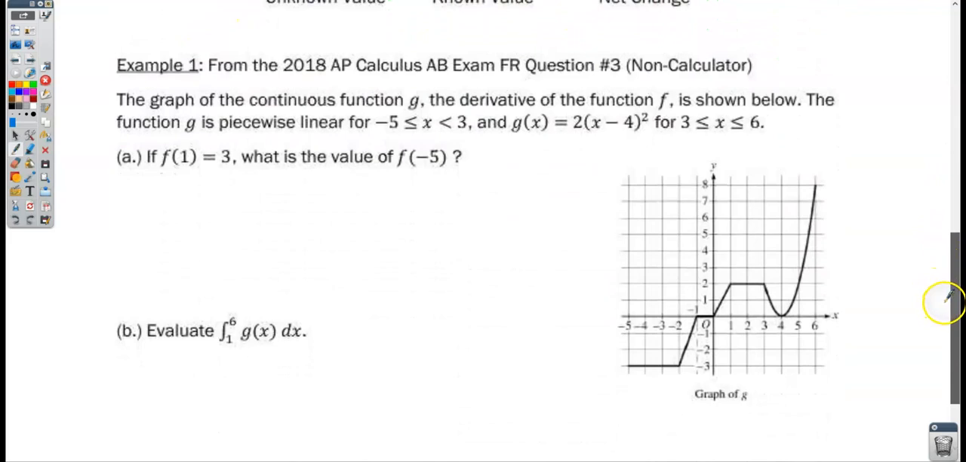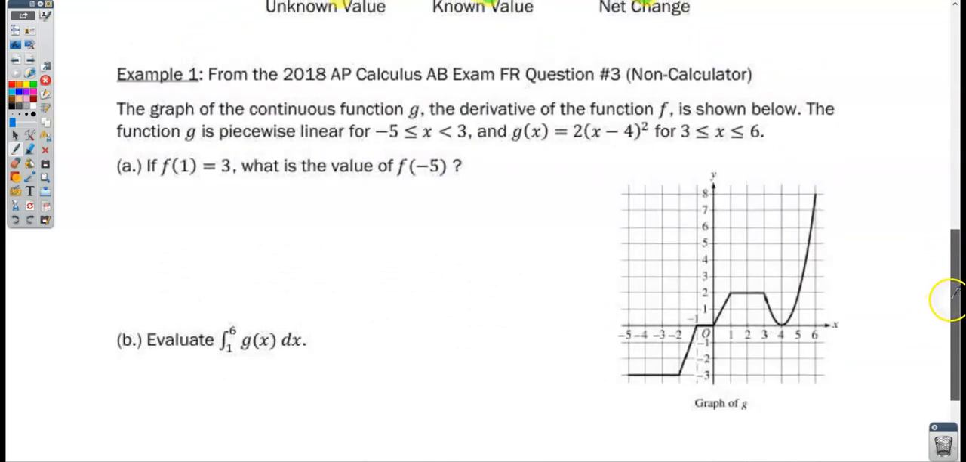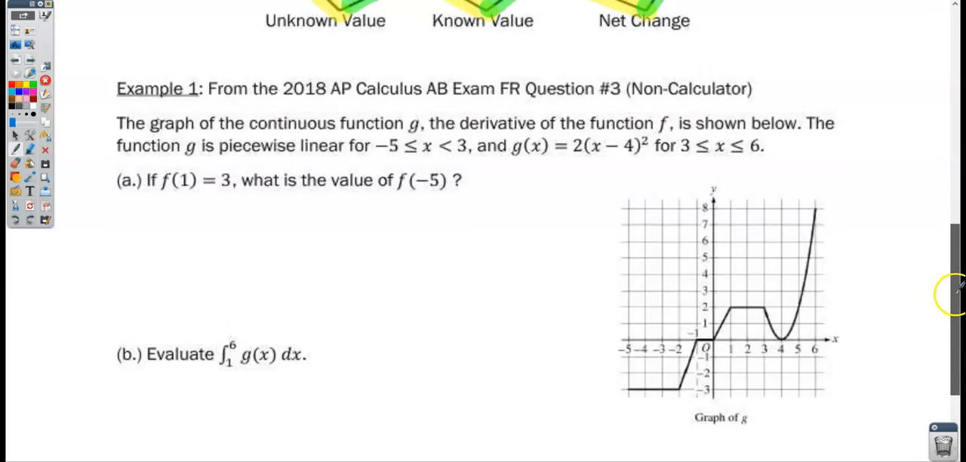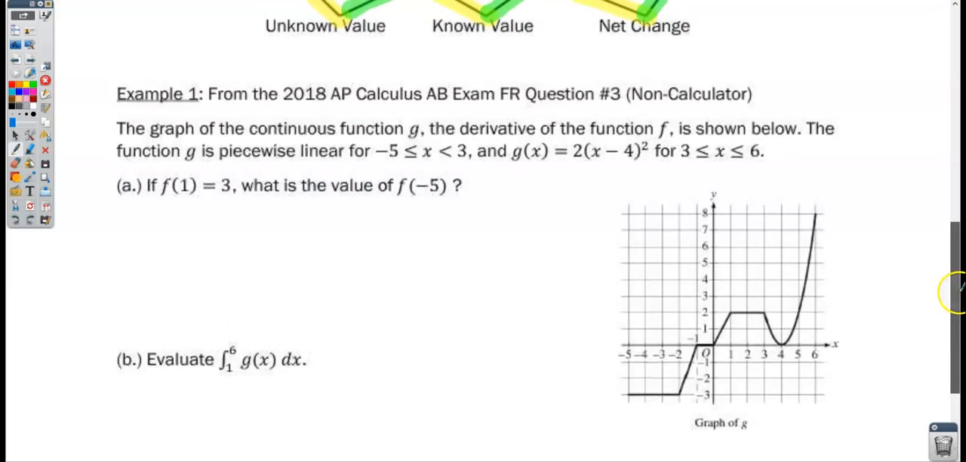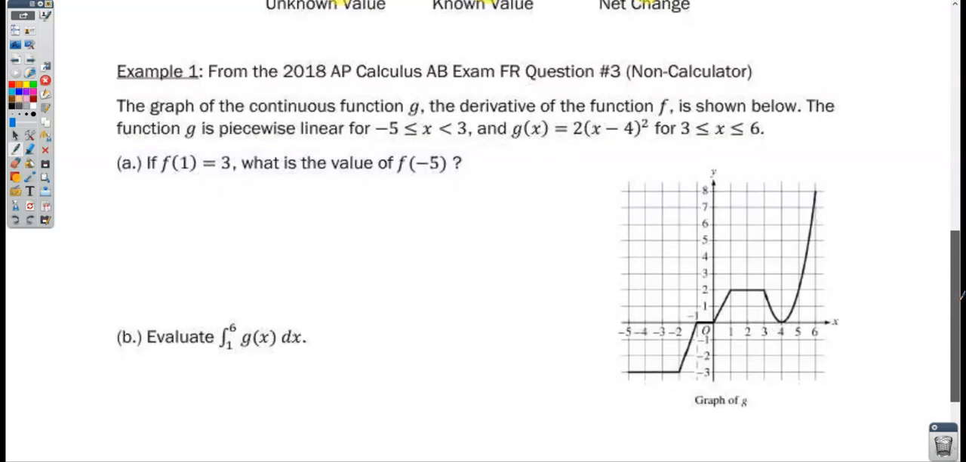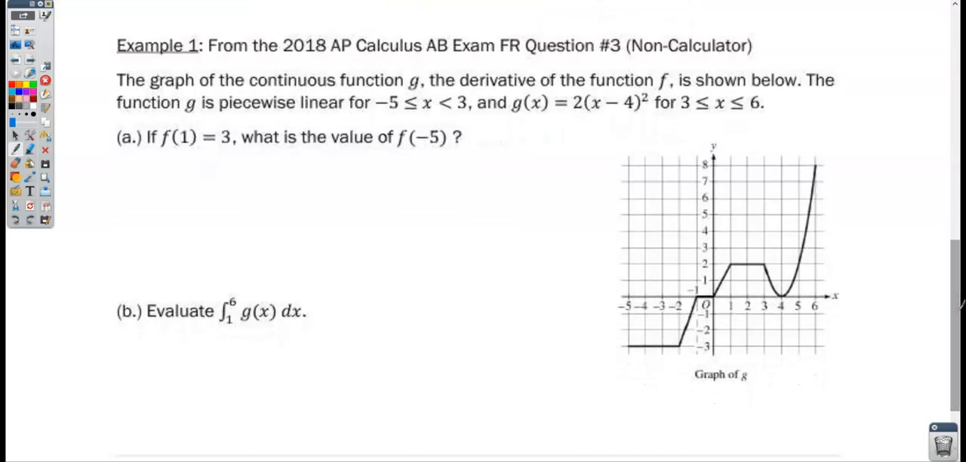We're going to start here with example 1. Example 1 is from the 2018 AP Calculus AB free response question number 3. This is a non-calculator question. And we're going to do two parts of it, one of which deals with net change and the other one which doesn't as much. All right, so here we go. The graph of the continuous function g, the derivative of function f, is shown below. The function g is piecewise linear for this interval and is equal to g of x for 3 to 6. Okay, if f of 1 is 3, what is the value of f of negative 5?